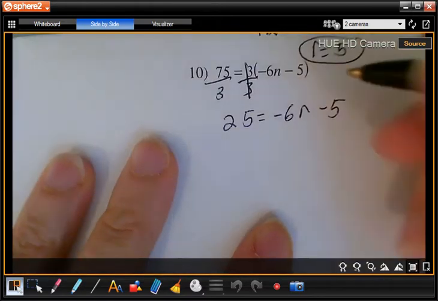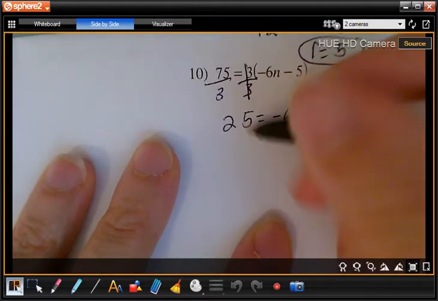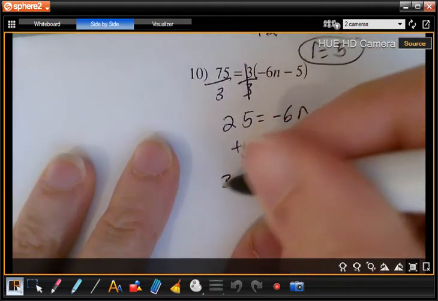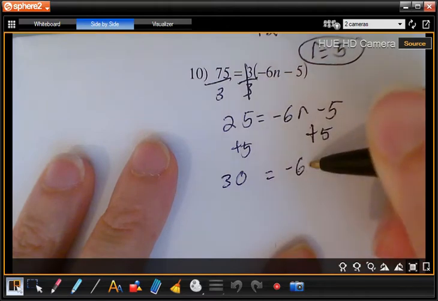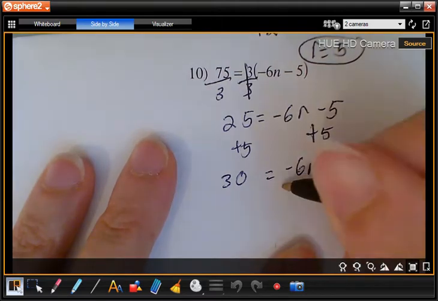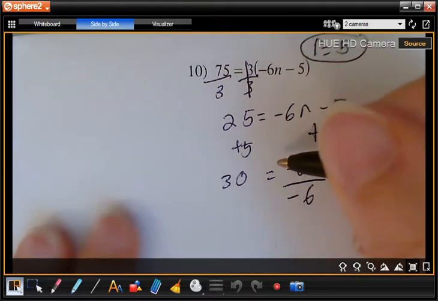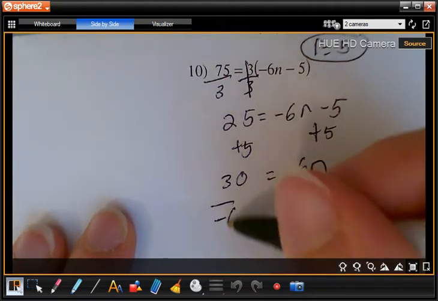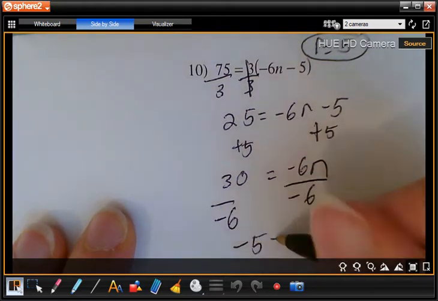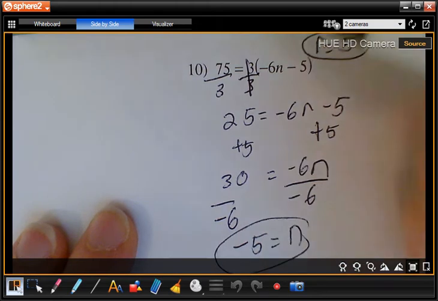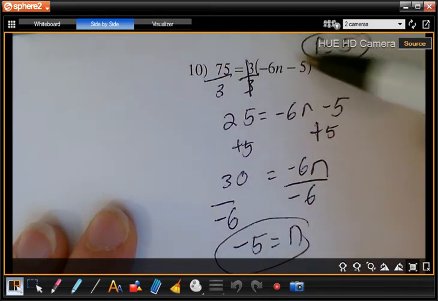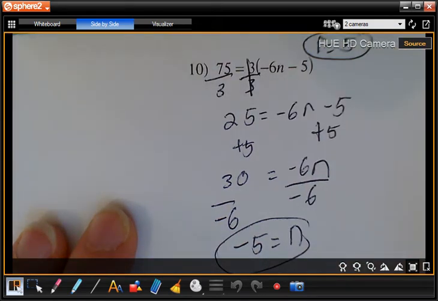That's just kind of a shortcutty way to go through this. So then we would just add 5 to both sides. This would give us 30 equals -6n, and then divide by -6, giving us -5 equals n. Again, if there's a number in front of the parentheses, you could divide by it first to get it out.